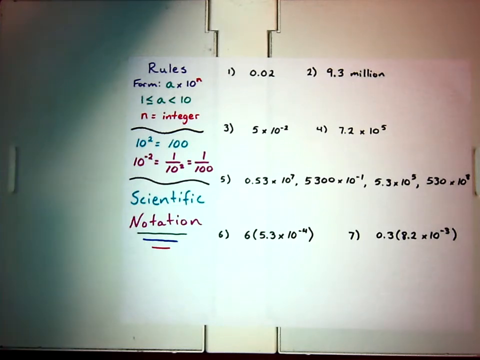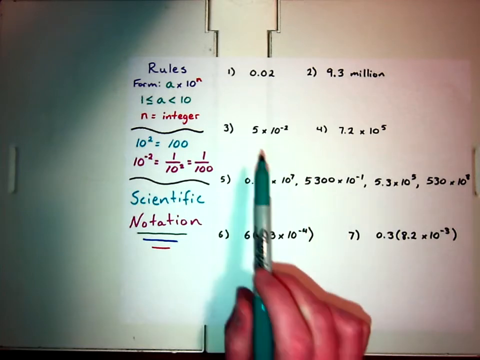Hello, for this lesson we are talking about scientific notation. For scientific notation there are a couple of rules that we need to remember. First of all, the form that scientific notation will take is a times 10 to the nth power. And what that means is that we're going to have some value here.